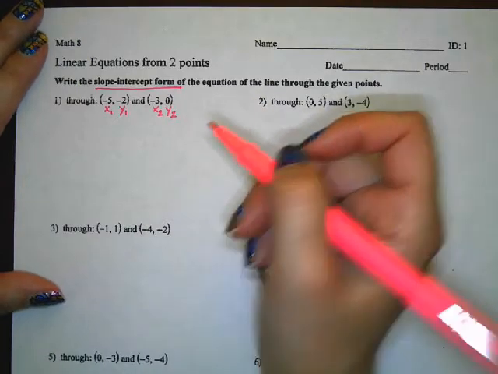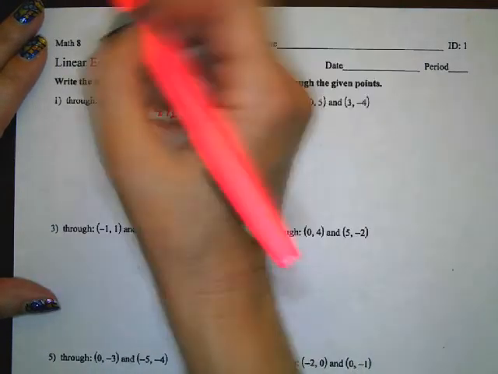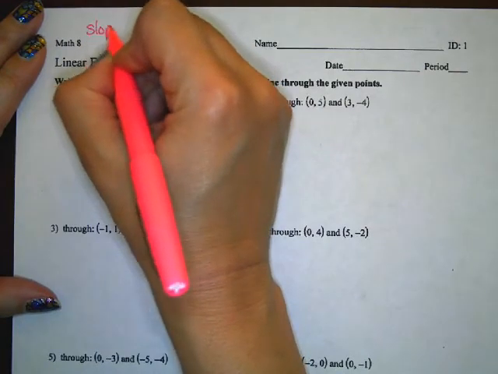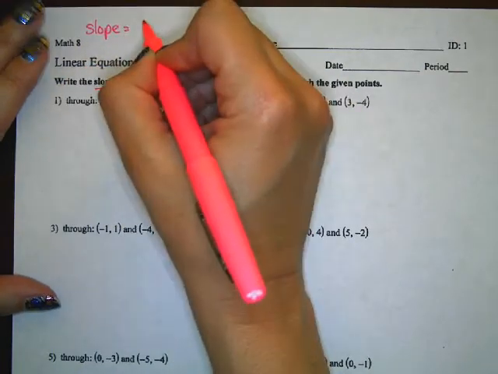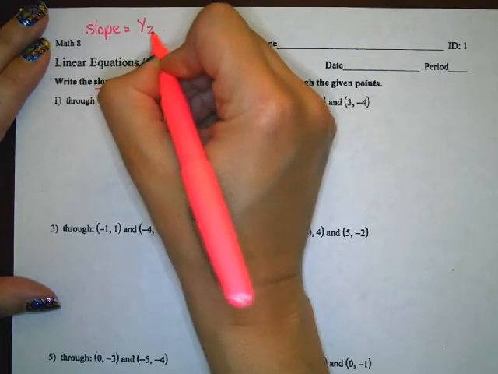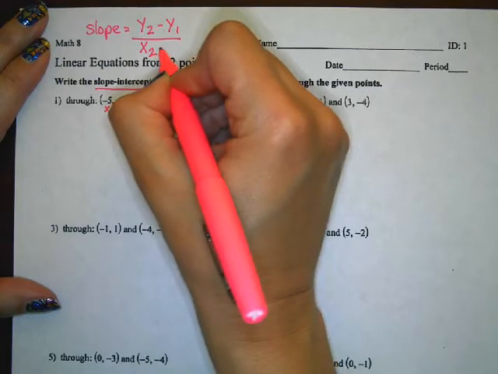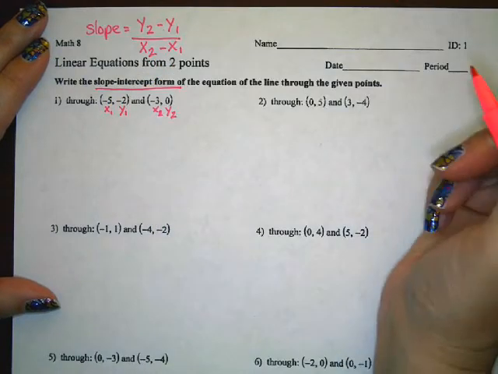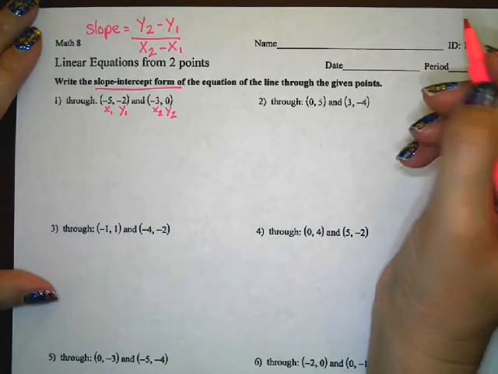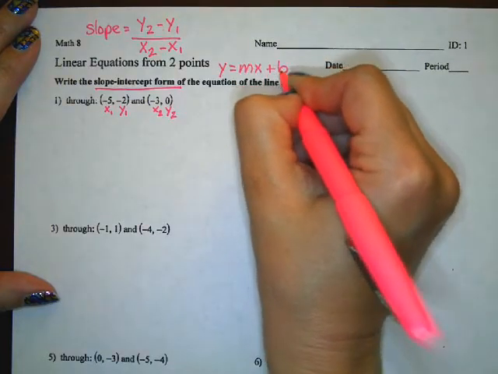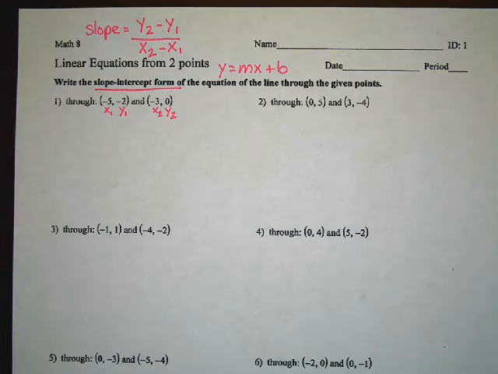So using our distance formula, so remember, let's write our formulas up at the top. So our slope is equal to y2 minus y1 divided by x2 minus x1. And then the slope-intercept form that we're working with is y equals mx plus b. So those are the 2 things you need to know when we're working through the homework today.